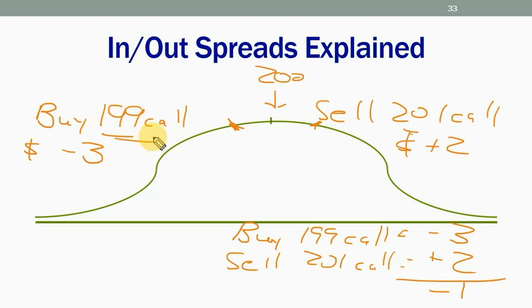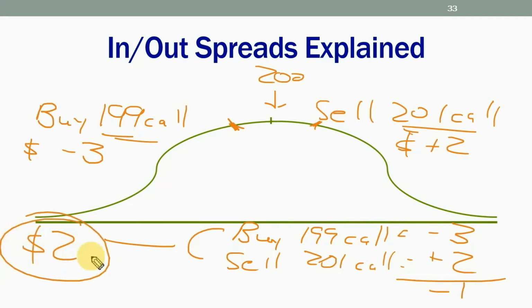Buying the 199 call gives you the right to buy the stock at 199. Selling a 201 call gives somebody the right to take stock from you at 201. When you have a spread, you have to know the most money that you can make in a spread, and the most money you can make is the difference between strikes, which in this case is $2. So it's a $2 wide spread.